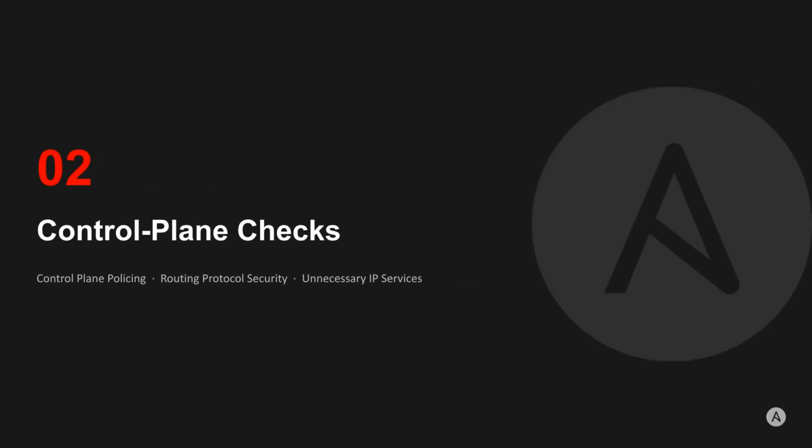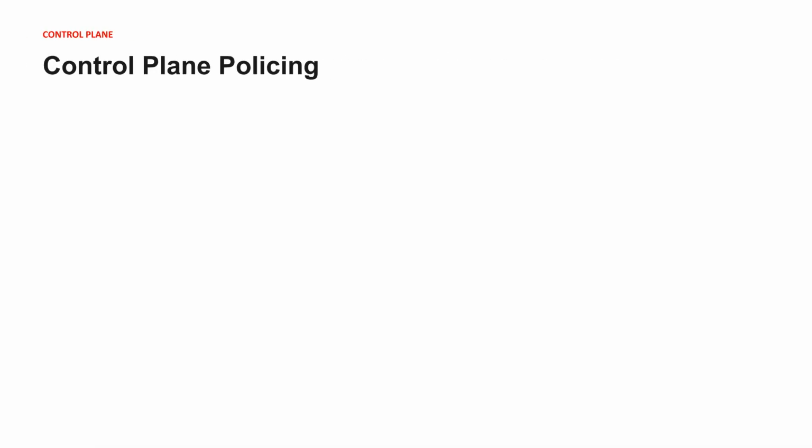Moving to the control plane, our focus shifts to protecting the device's CPU and routing intelligence. This includes implementing control plane policing, securing routing protocol neighbors, and disabling unnecessary IP services that could expose the device to reconnaissance. Control plane policing, or CoPP, is vital for mitigating malicious traffic floods.